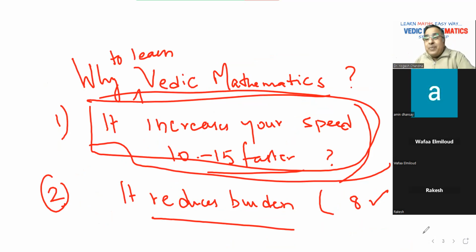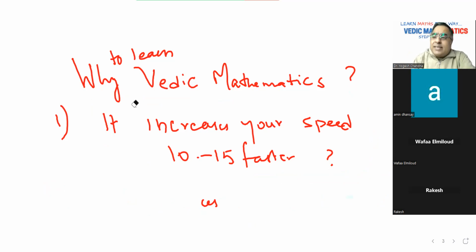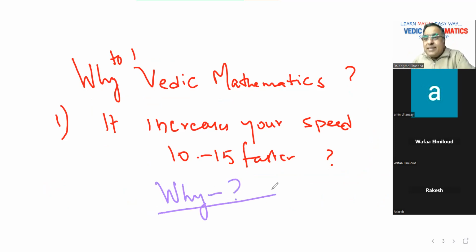Now the question arises. We are all living in a scientific era, a Google era. This might all be available on Google also. But the question arises, yes, I gave a statement: it increases your speed 10 to 15 times. Why does this happen? Because you cannot make any statement without proof. So why does this happen? Okay, I'll answer this also.